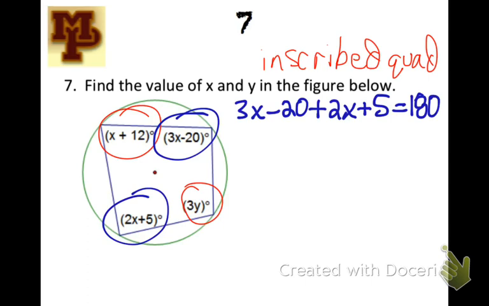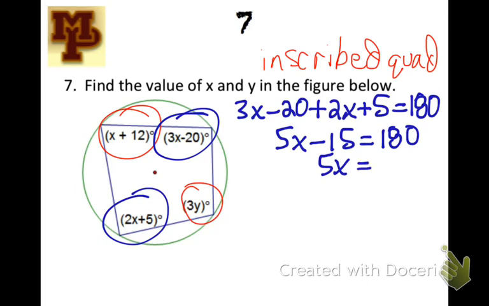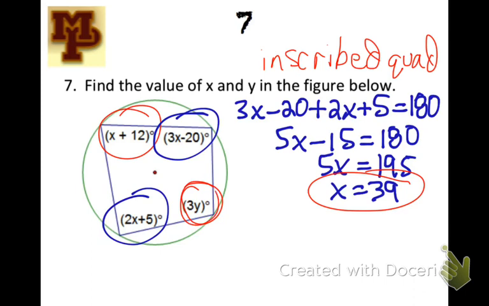So then we're going to get 5x minus 15 equals 180. So don't mind my notation. I'm just going to be solving for x to help us out here. So we got x equals, what do we got? 39.